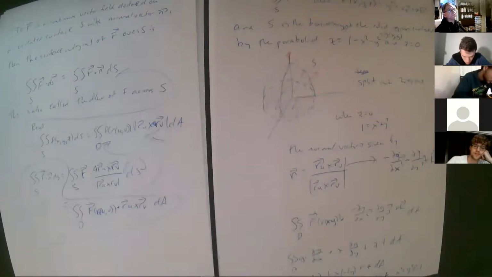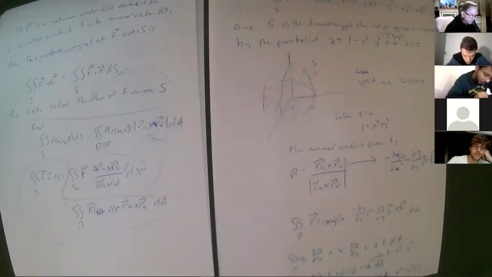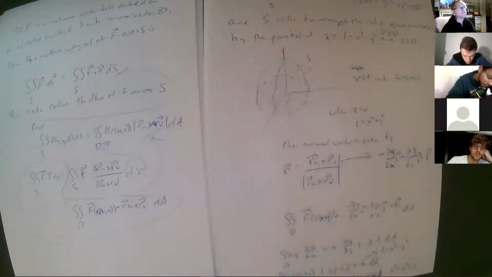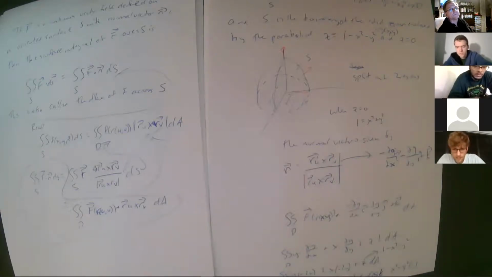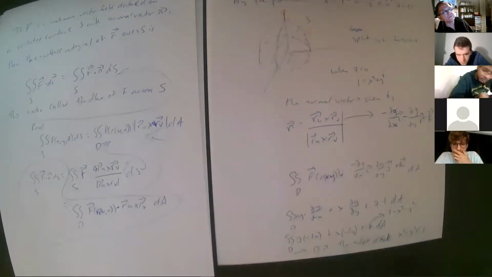Okay. Also, z is 1 minus x squared minus y squared, because we're on this surface right here. So how would we solve this integral? We can't see the problem. Oh, there you go. How would we solve this integral here, when D is this disk?